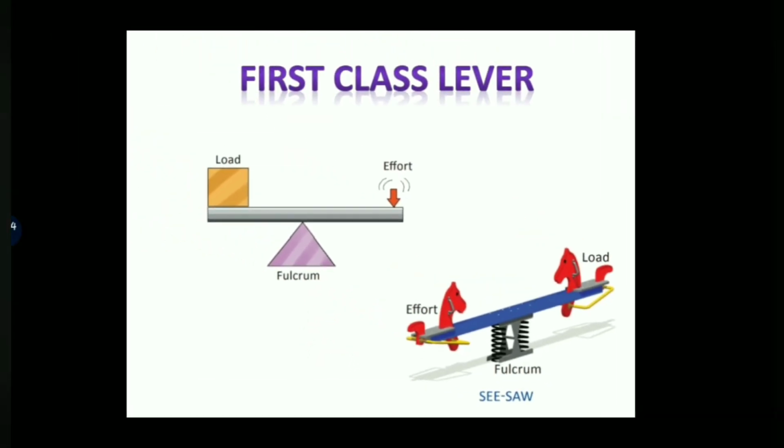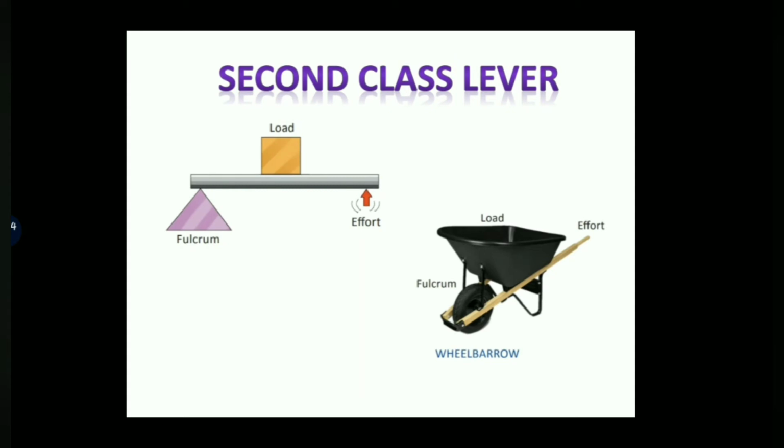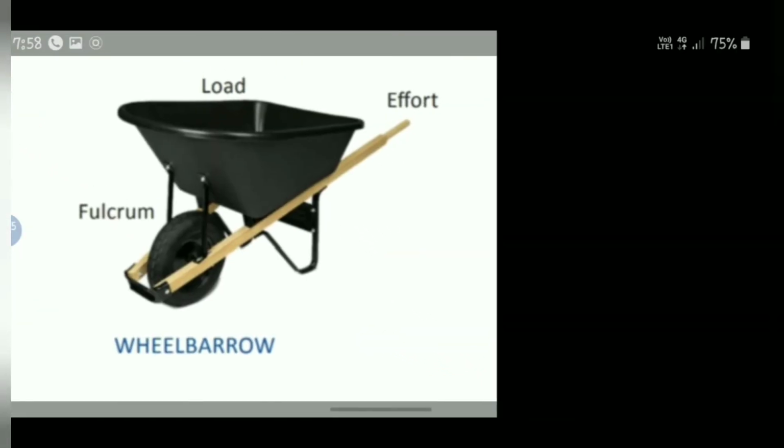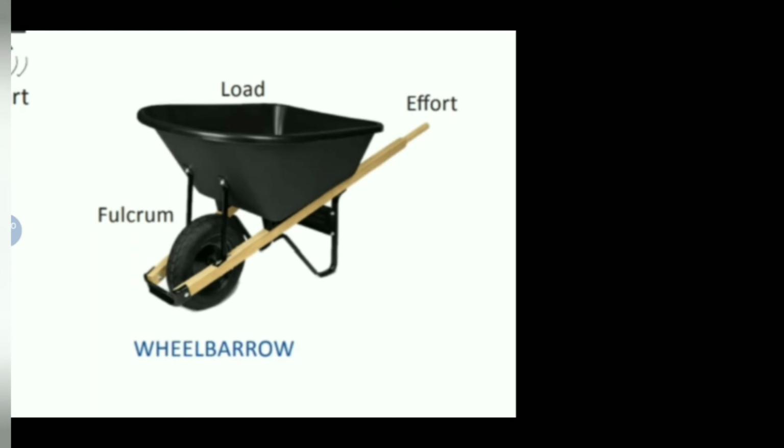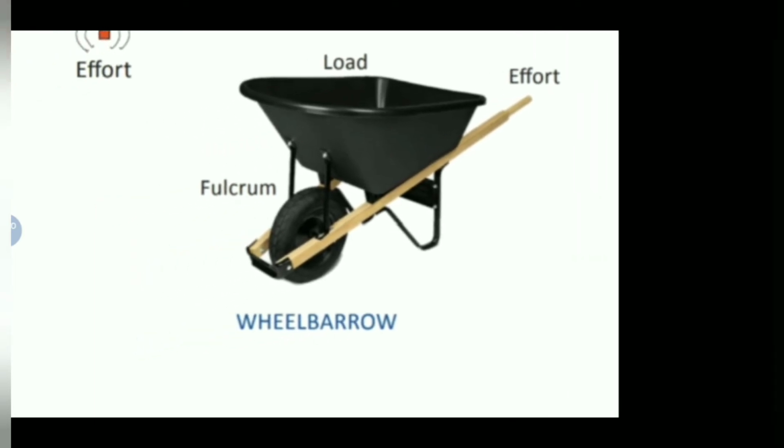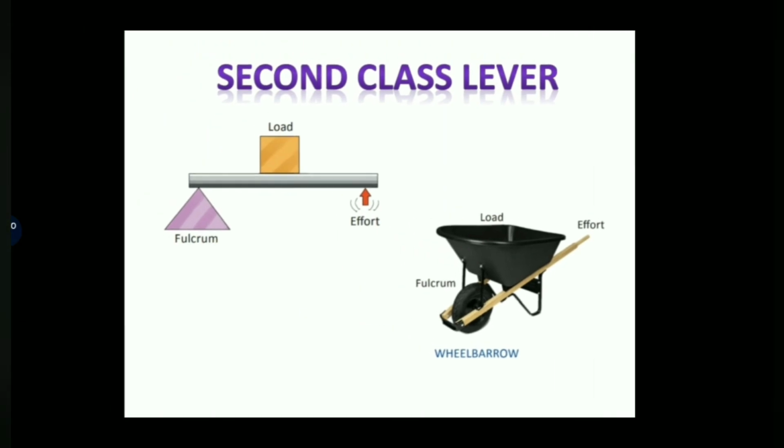In a second class lever, you can see the load is located between the fulcrum and effort. In this example also, a wheelbarrow, you can see here the load is in between effort and fulcrum. Some more examples are there like nutcracker, bottle opener. These are also second class levers.